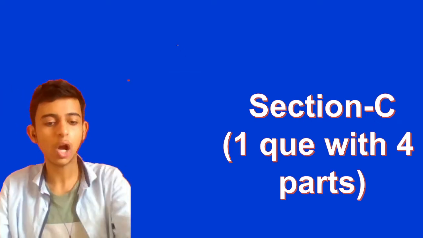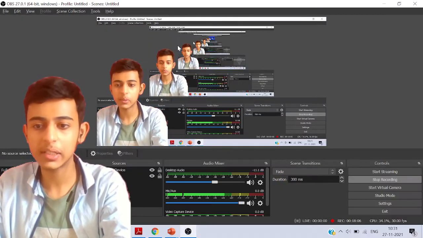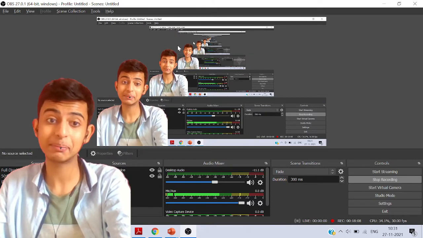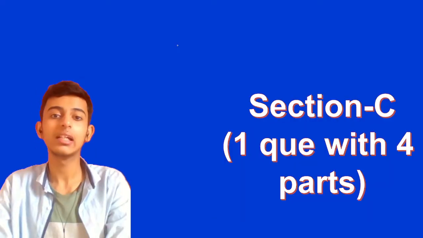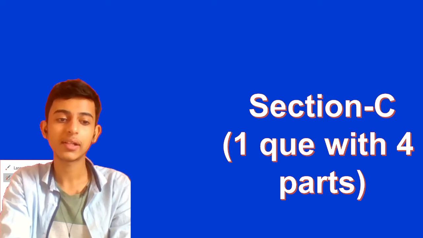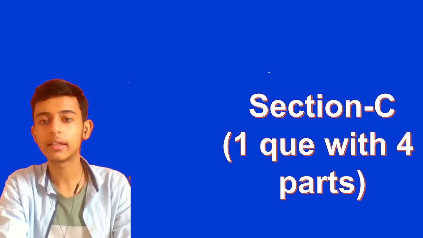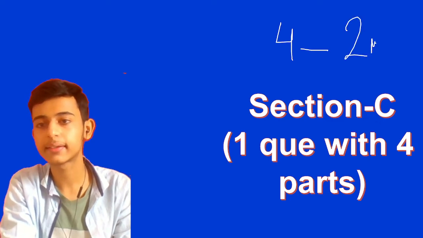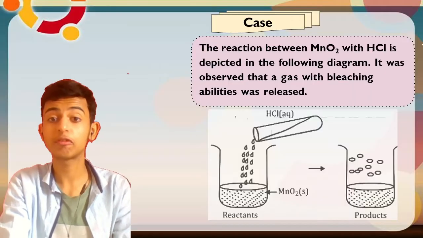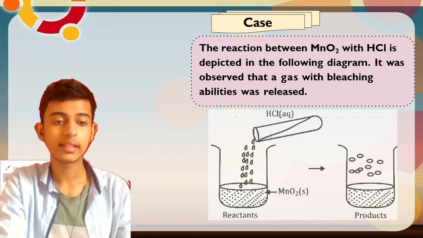Now section C. How much time did we take for doing 20 questions? 18 minutes. Look at the speed, guys. You wouldn't find this kind of speed anywhere. Within 18 minutes, 20 questions. Amazing. Let's move on then. Section C, we have 4 questions. We'll do them within 2 minutes. Okay, we need to finish now. Quickly, guys. Let's run now.